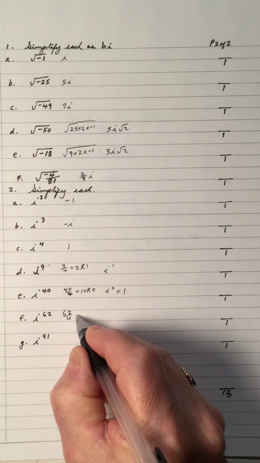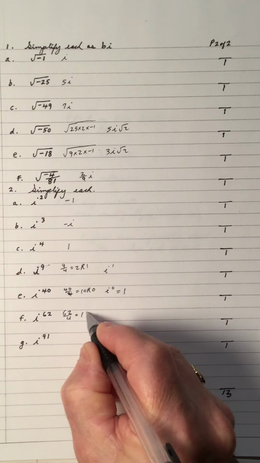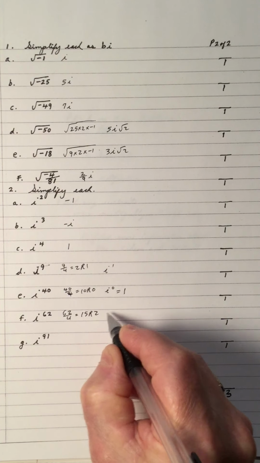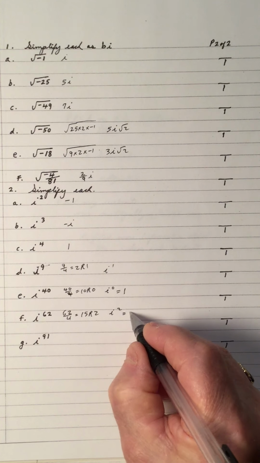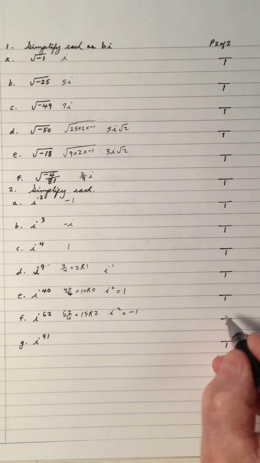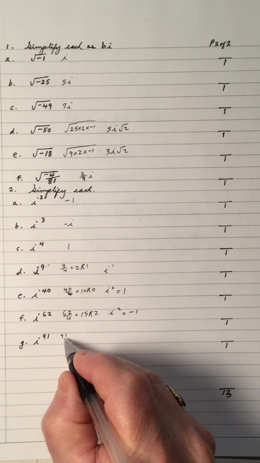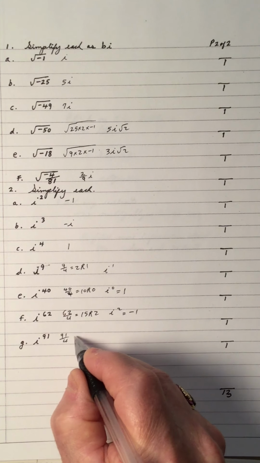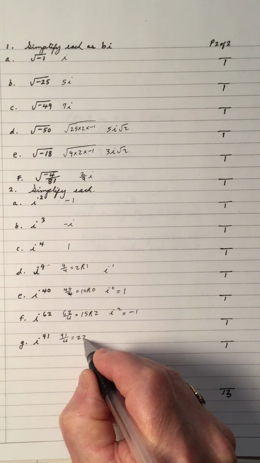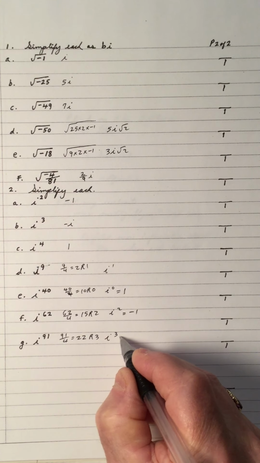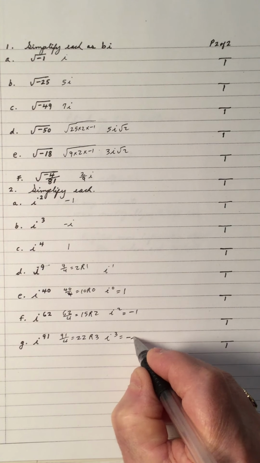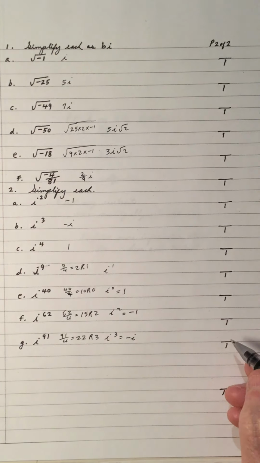62 divided by 4 is 15, with a remainder of 2. So i squared is -1. Give yourself a mark. 91 divided by 4 is 22, with a remainder of 3. i cubed is -i. Give yourself a mark.